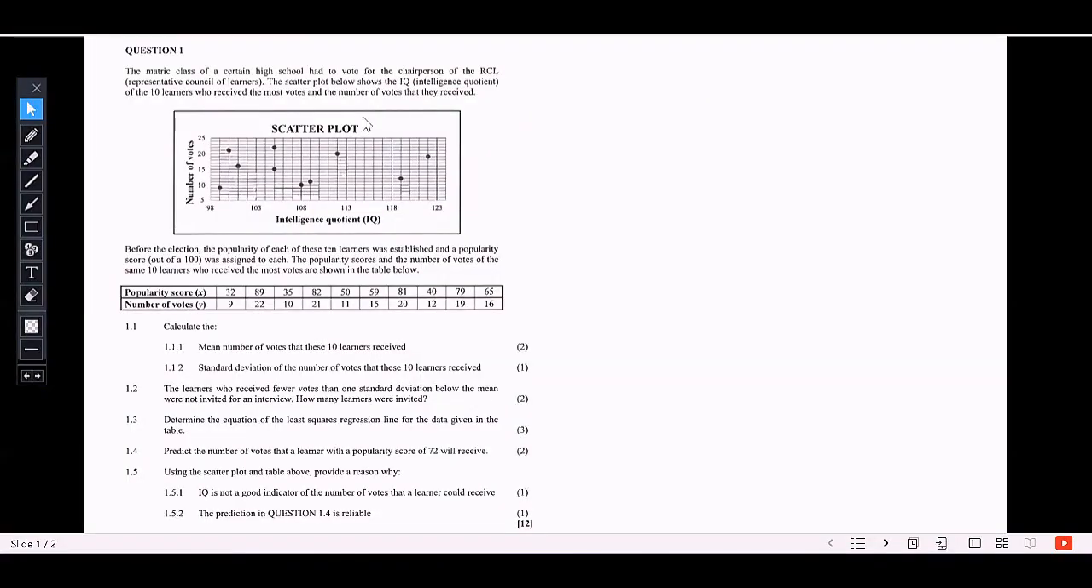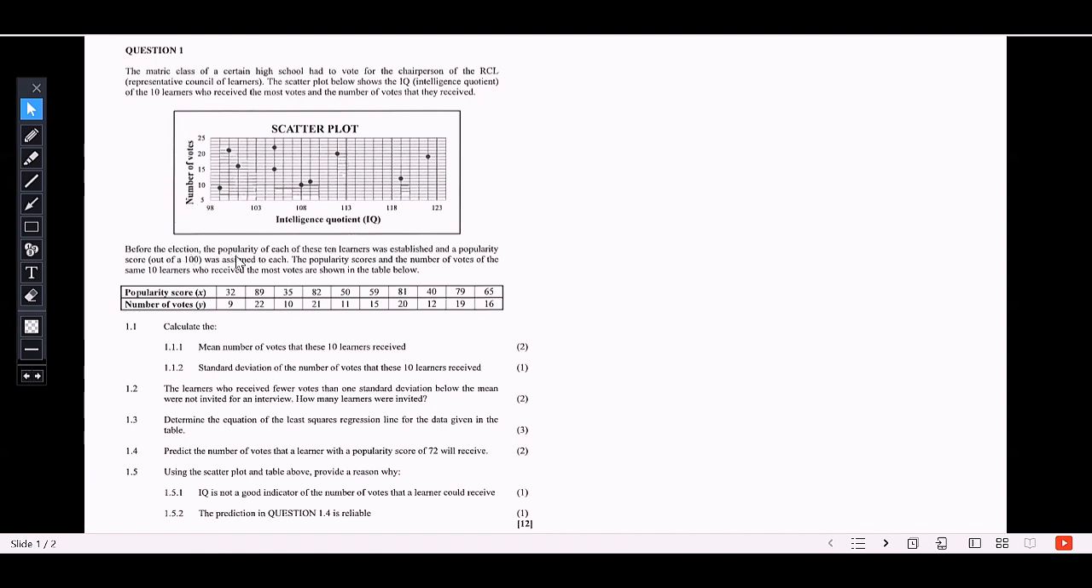Okay, so we are still on statistics. And then we are given question 1. It says the matric class of a certain high school had to vote for the chairperson of the RCL, which is the Representative Council of Learners. The scatter plot below shows the IQ (intelligence quotient) of the 10 learners who received the most votes and the number of votes that they received. So we can see that scatter plot here of the number of votes versus the IQ.